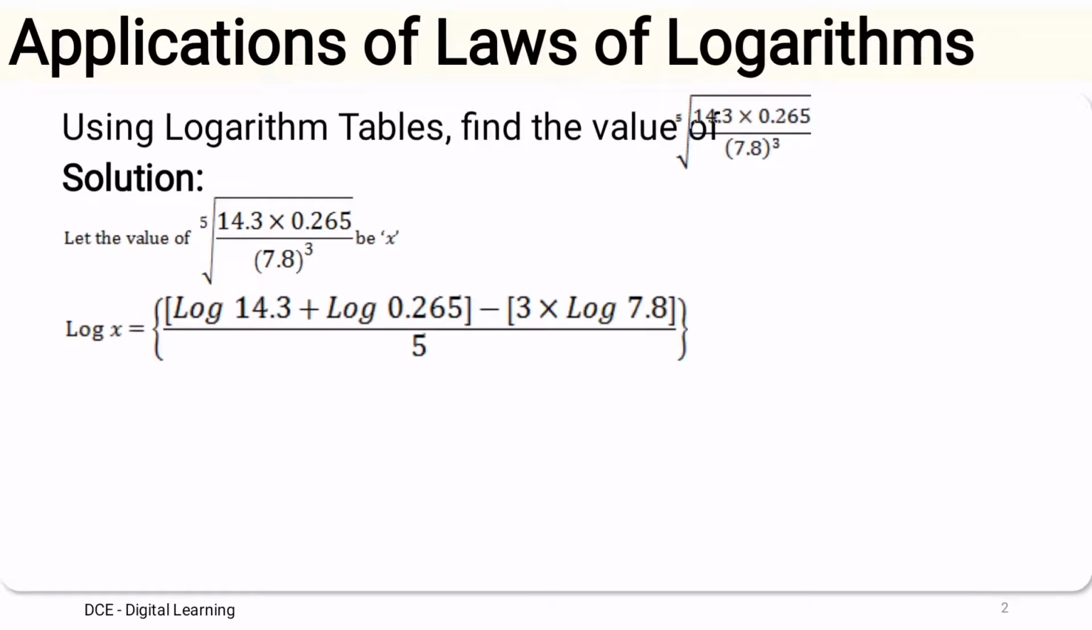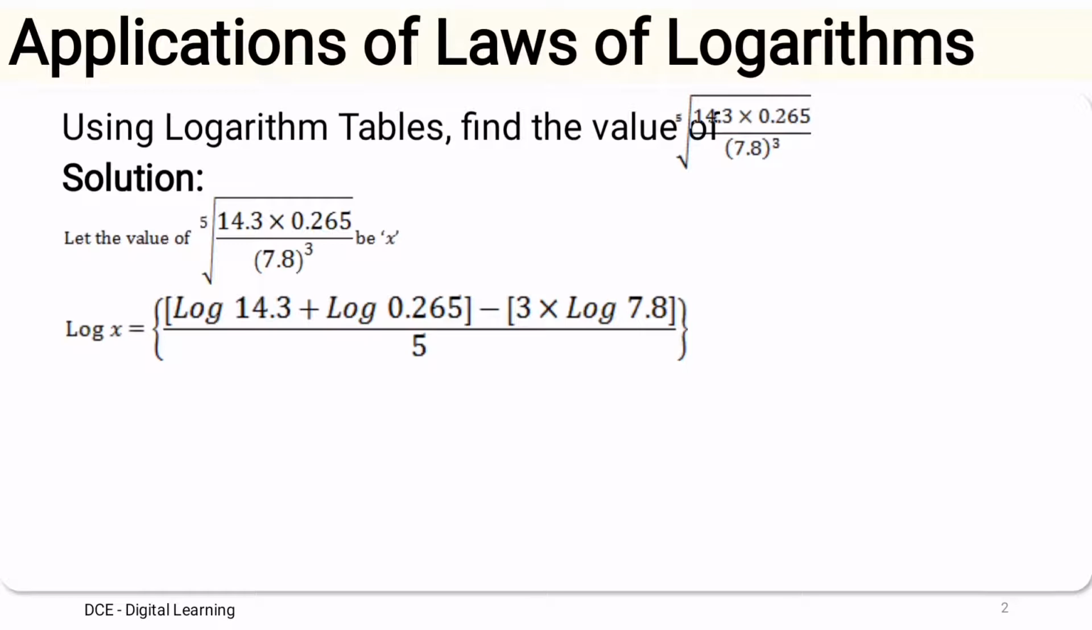So log x equals log of 14.3 plus log of 0.265 minus 3 into log of 7.8, divided by 5. We know that when we apply laws of logarithm, the root sign is replaced by a division sign. So for the fifth root, 5 becomes the denominator, the product sign becomes plus, and division becomes minus.